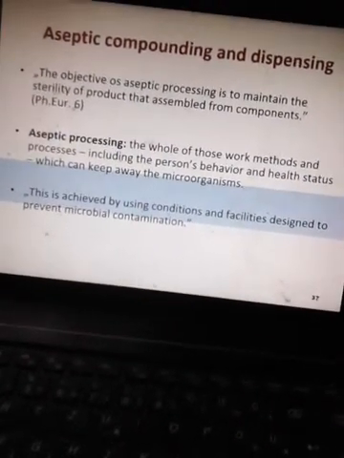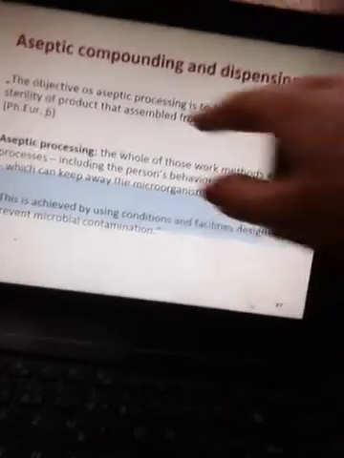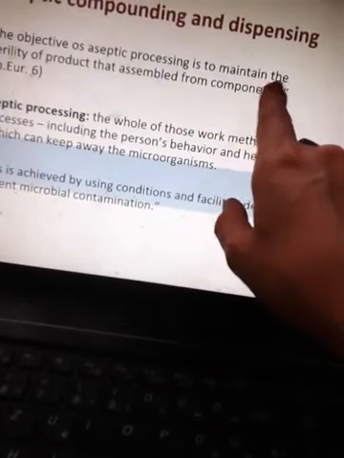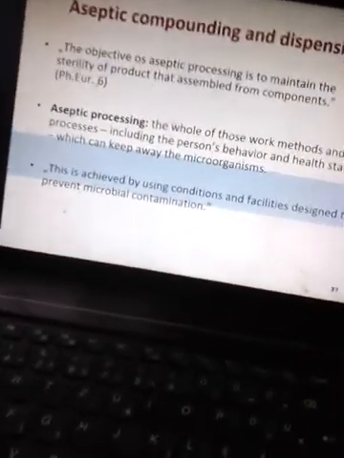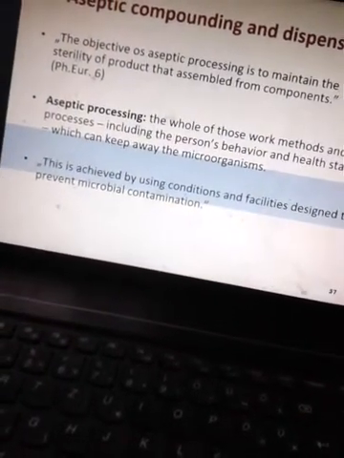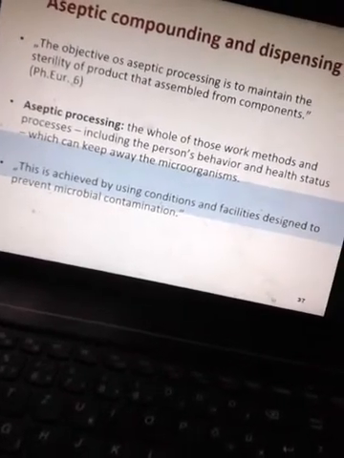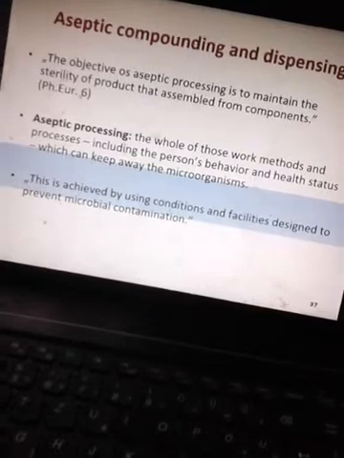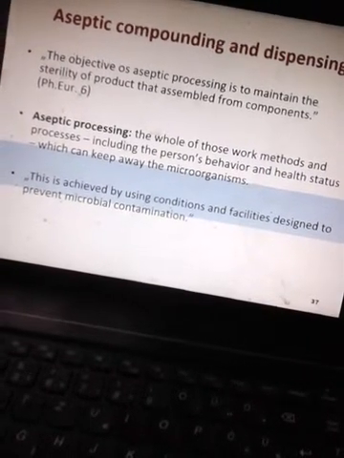Aseptic compounding and dispensing. The objective of aseptic processing is to maintain the sterility of product that is assembled from components. Objective of aseptic processing is to maintain the sterility of product. maintain بکنیم بگو sterility of product that assemble from components.